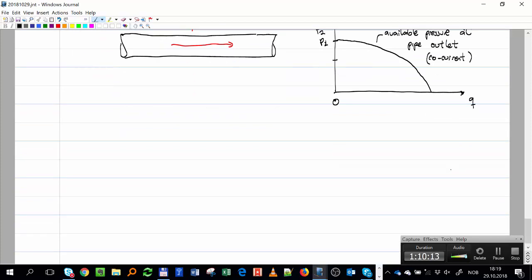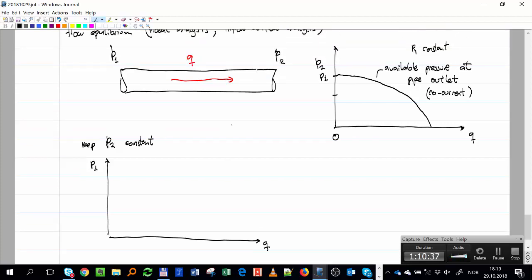Now let's make another experiment. What happens if I keep P2 constant? How will P1 look like? Exactly the same pipe, exactly the same system, but now I just want to see the opposite. I'm keeping P2 constant, and I want to see what happens with P1 when I increase the rate. Again, if I have 0, here it should be P2, right?